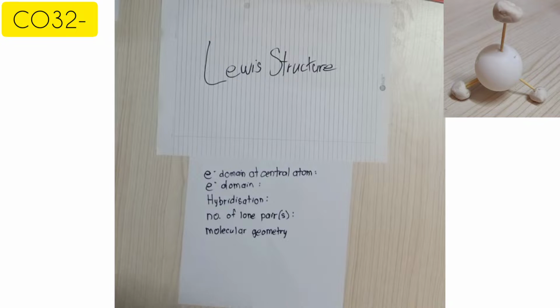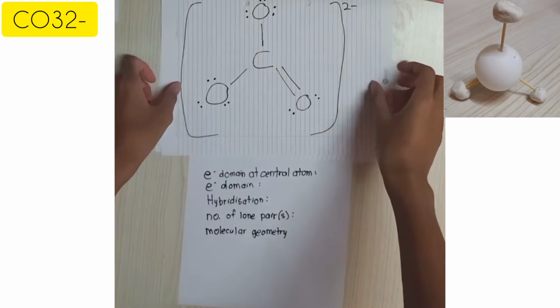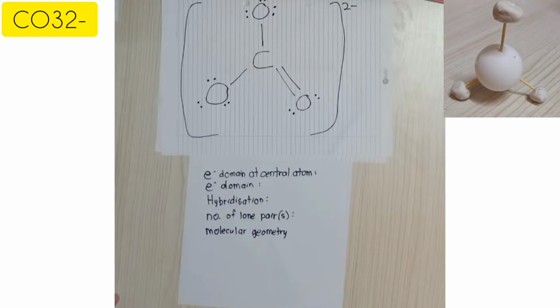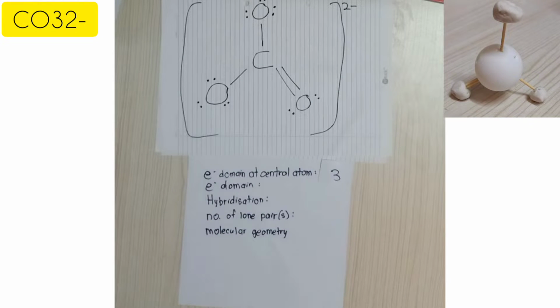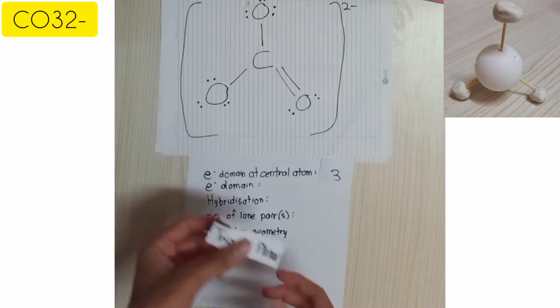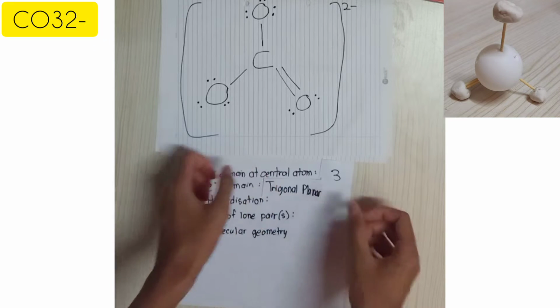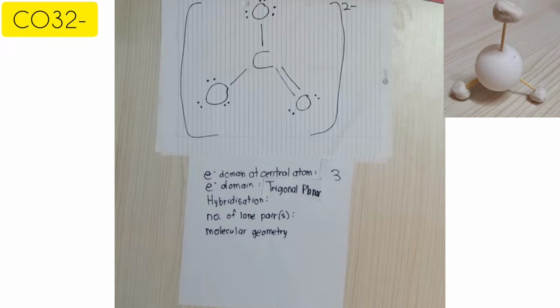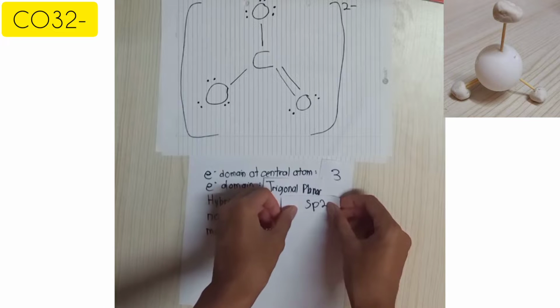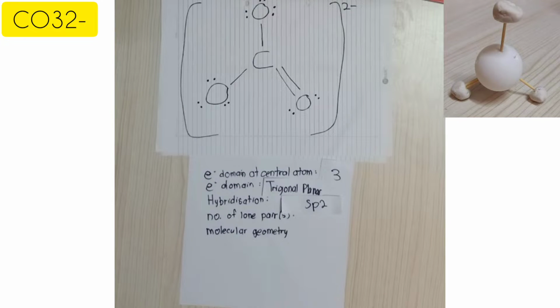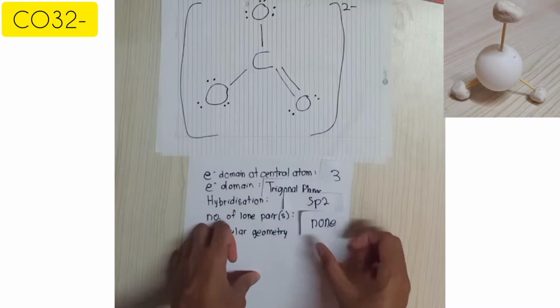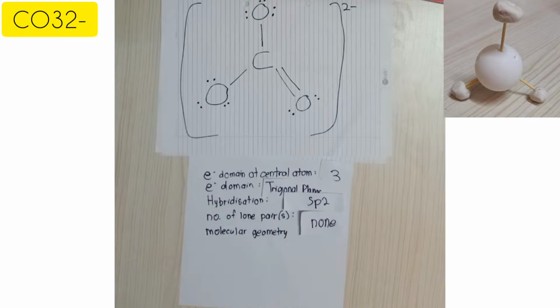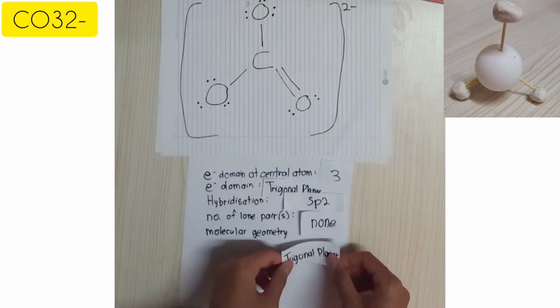CO3 2 minus. The Lewis structure is this one, and the electron domain at the central atom is 3. The electron domain geometry is trigonal planar. The hybridization is sp2. The number of lone pairs is none at the central atom, and the last one, the molecular geometry is trigonal planar.